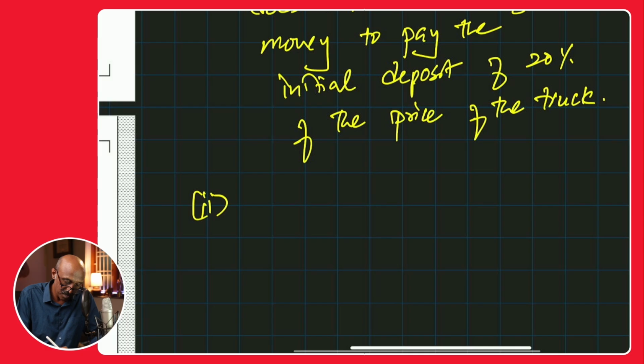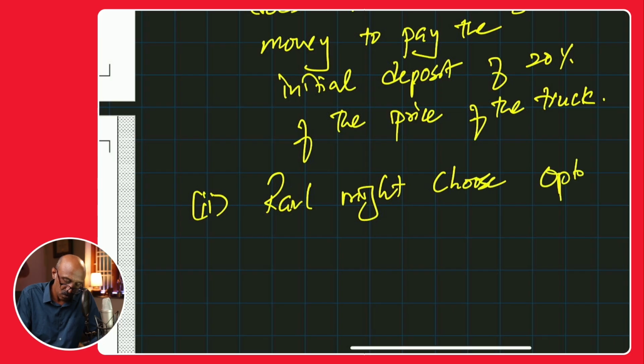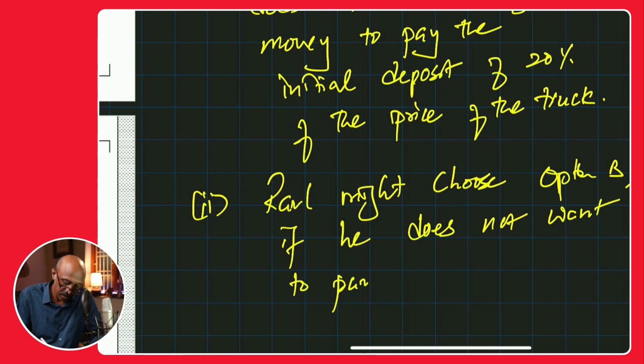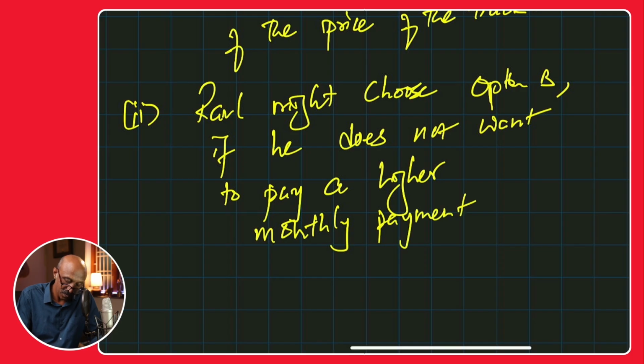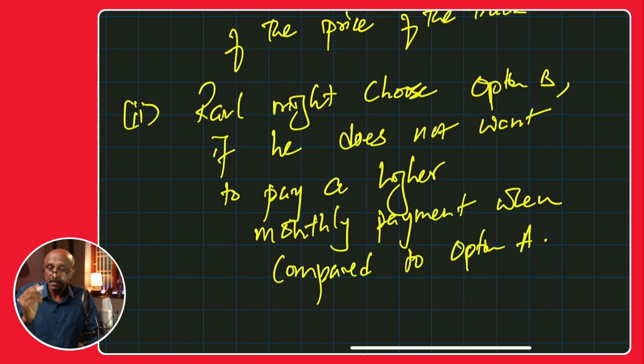Why might Raul choose option B? Raul might choose option B if he does not want to pay a higher monthly payment when compared to option A. I think this is clear, right?